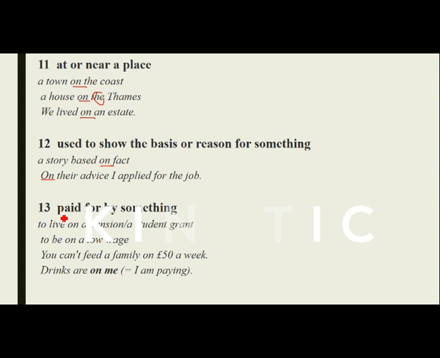Now point number 13. Paid for by something. To live on a pension, a student grant, or to be on a low wage. You cannot feed a family on 50 euros a week. Drinks are on me. It means I am going to pay the bill for the drinks. Here we have used the preposition on.